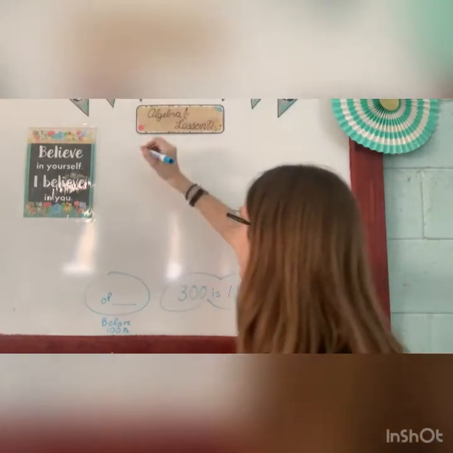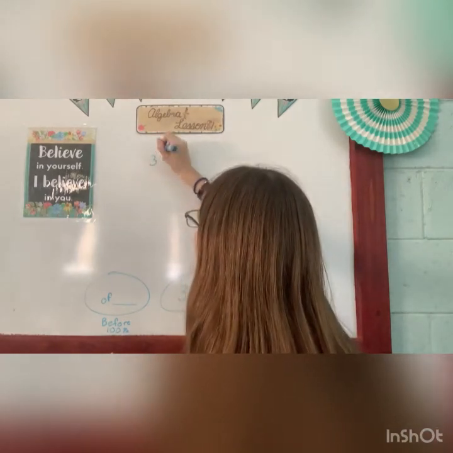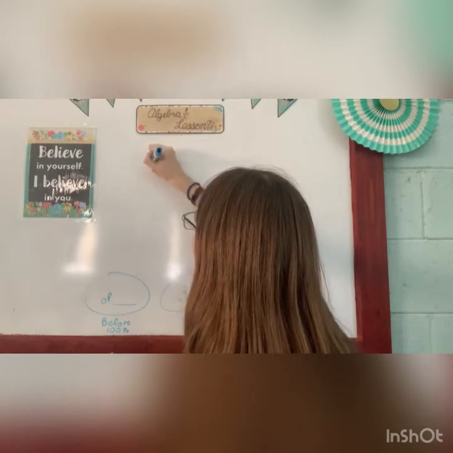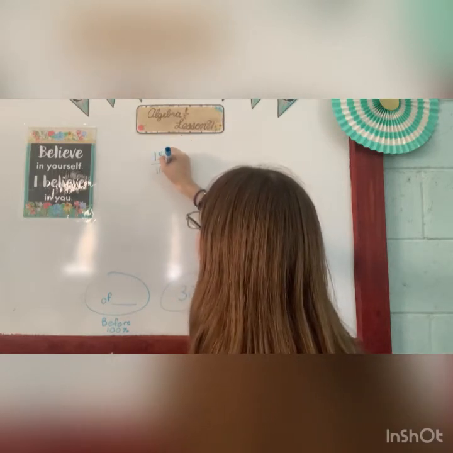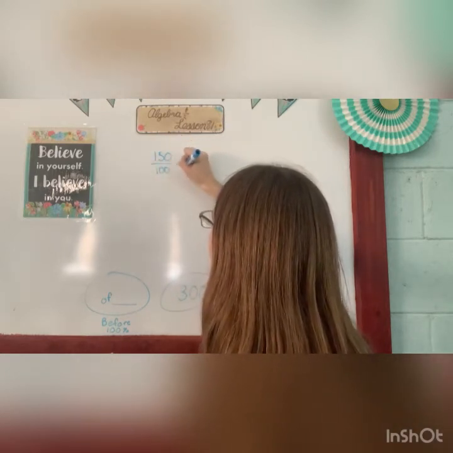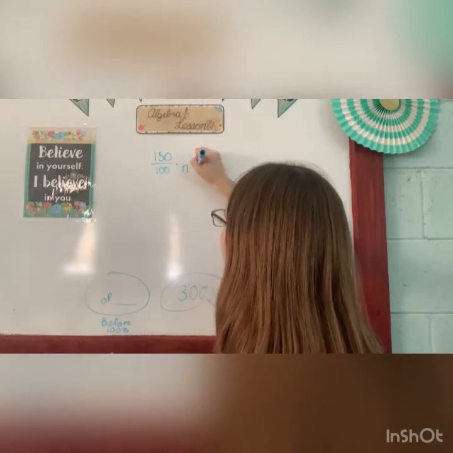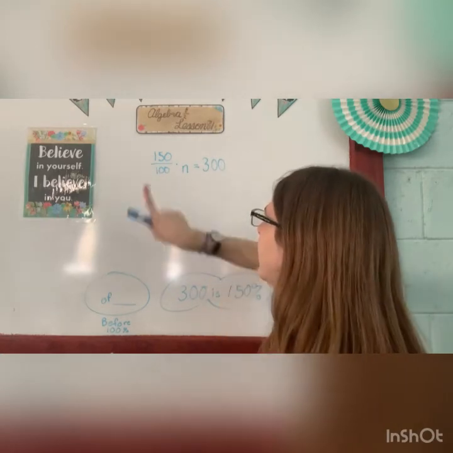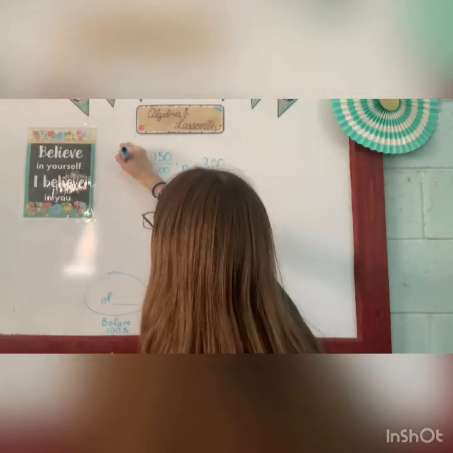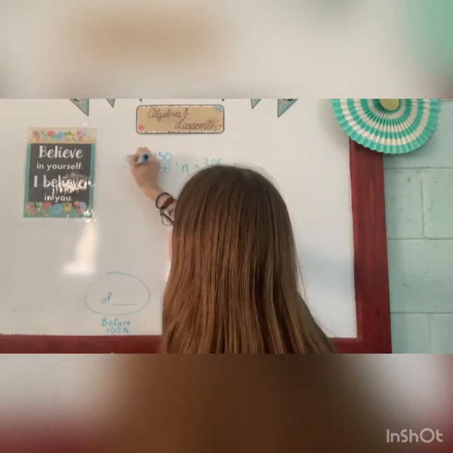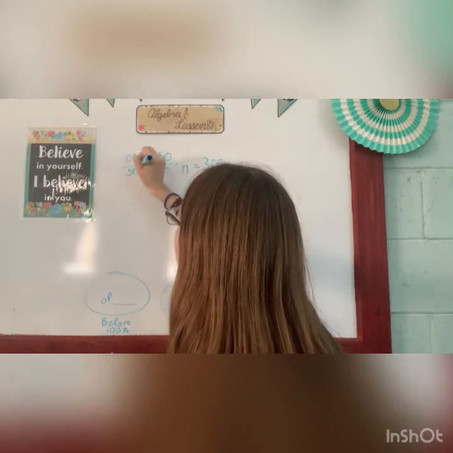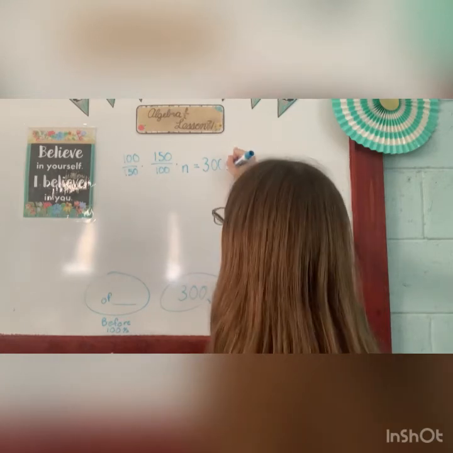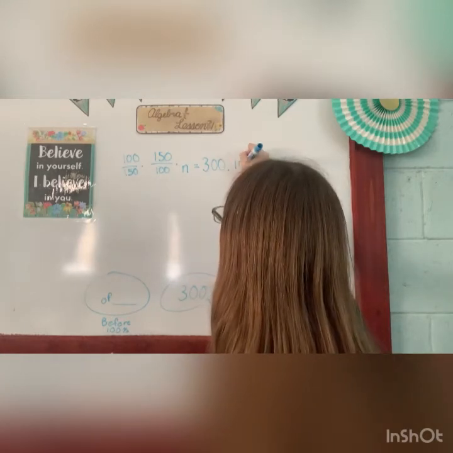Plug this into my equation. Whoops, excuse me. 150% over 100 times, I'm missing that number, so I'm just going to put an n as my variable, equals 300. To get rid of my fraction, I multiply by the reciprocal. So that means I flip it. I put the denominator in the numerator and the numerator in the denominator. And I multiply the other side by the reciprocal.